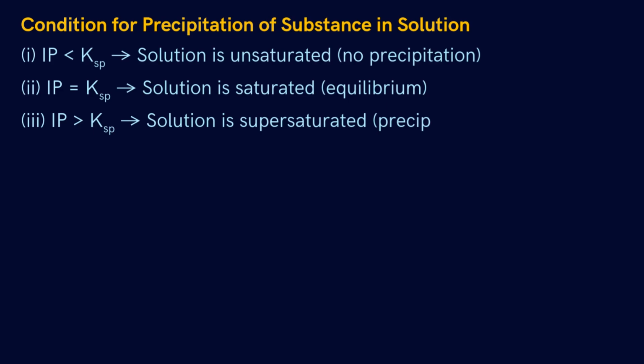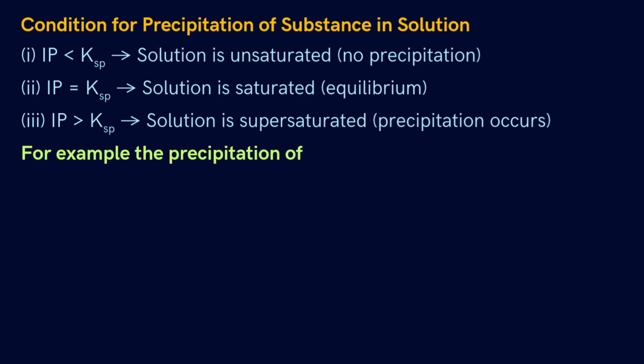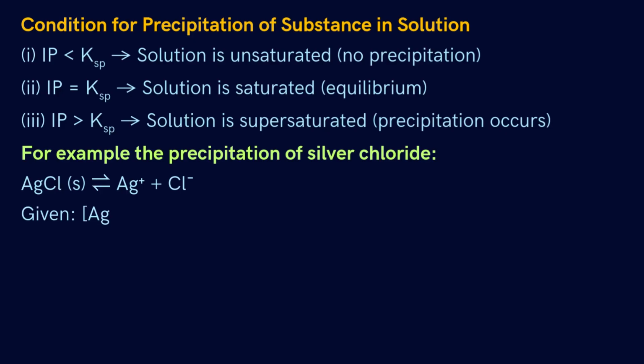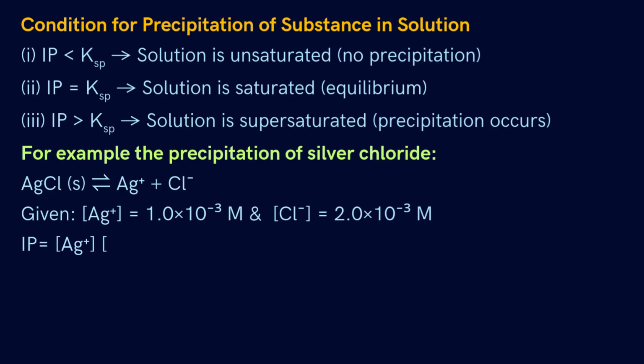For example, the precipitation of silver chloride. The salt AgCl is dissociated into Ag+ ion and Cl- ion in solution. And if the concentration of Ag+ ion is 1 × 10^-3 molar, and Cl- ion is 2 × 10^-3 molar, the ionic product, IP, will be finally 2 × 10^-6.